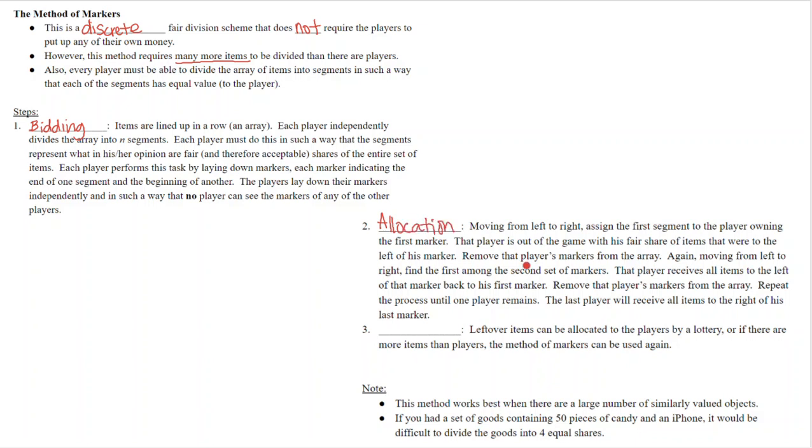The second step in this method is the allocation. So you start on the left, and when you come to the first marker, you give whoever's marker that is everything to the left of that marker. That is their fair share. They are done. They're out of the game. Then you're going to pick up all of the rest of that player's markers and move them out of the way. Then you continue. When you get to the first of the second set of markers, the next player gets everything between their first and second marker, and you continue.